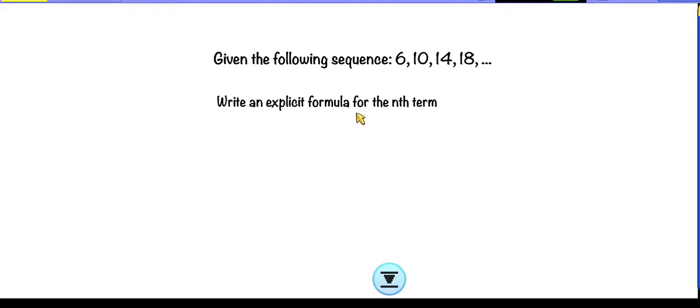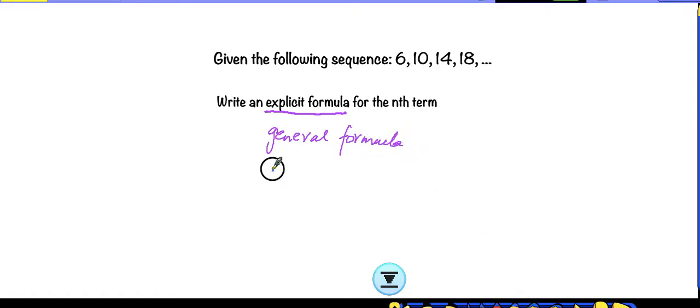The first one says, given the following sequence, and we have four numbers listed here, and then the question is asking us to write an explicit formula for the nth term. I want to remind you, for the words nth term, explicit formula, we have many ways to say that. Sometimes we call it a general formula, or sometimes we call it write a rule. So basically the idea is to tell us how do I find a n.